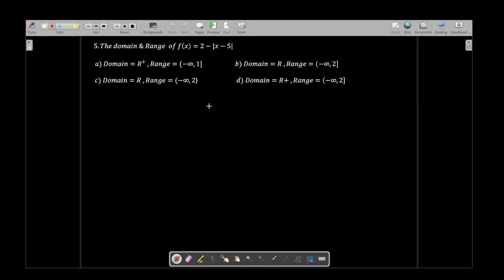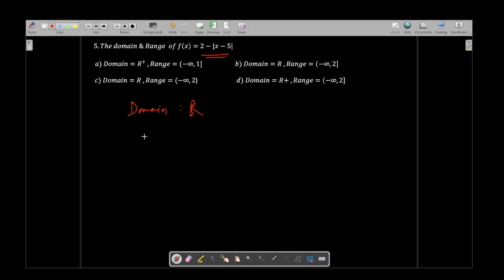So next we have an interesting problem. The domain and range of 2 minus mod x minus 5. The domain is complete real number, because you can put any real number, you will get some finite value. So domain is real number.